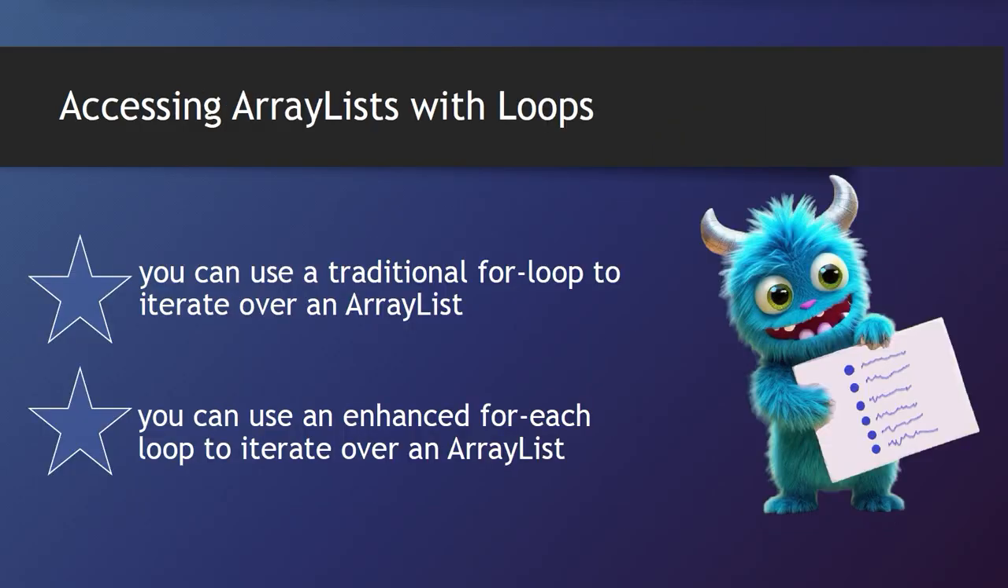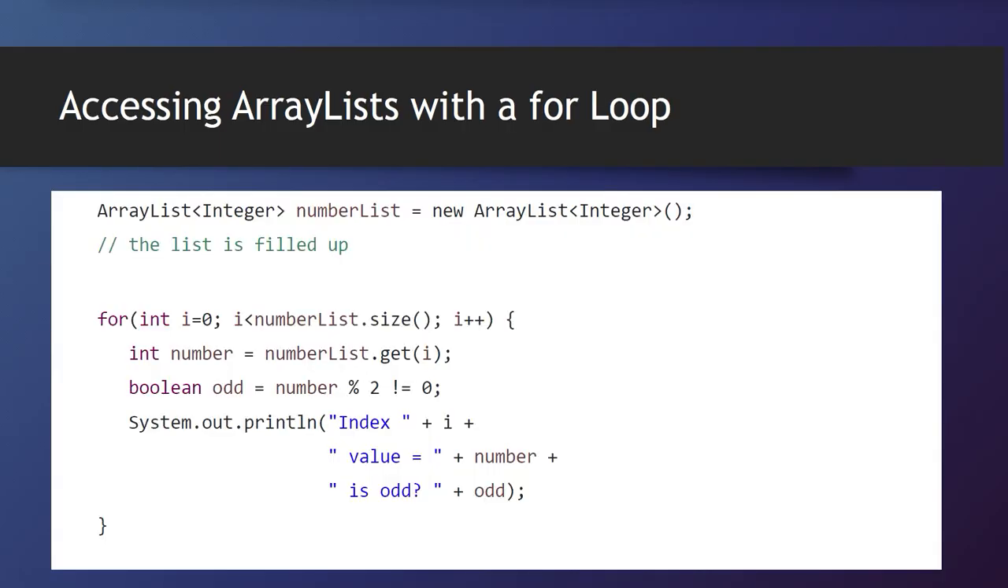And again, you can use a traditional for loop or the enhanced for each loop. The for each loop is preferred when possible if, for example, you don't need to access the actual loop index for any reason. Here's an example of iterating a number list with a traditional for loop and printing out whether each number is odd.